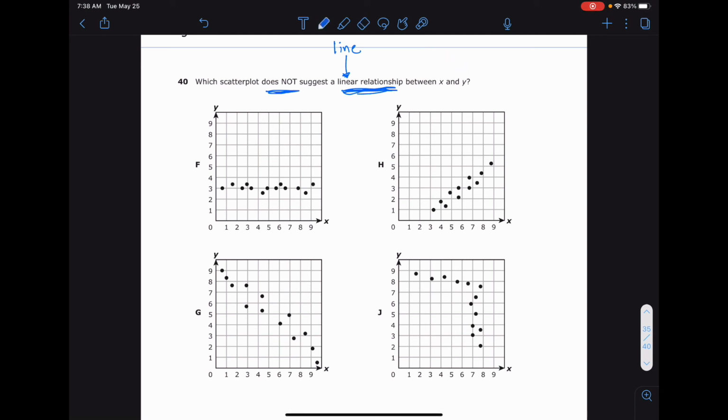So let's make a line. Does this make a line? Yes, so that is not my answer. It says does not. ¿Cuál no enseña una línea? This makes a line, so this is not my answer. Does this make a line? Yes. So my answer is J, because this makes like this. Very, very easy.